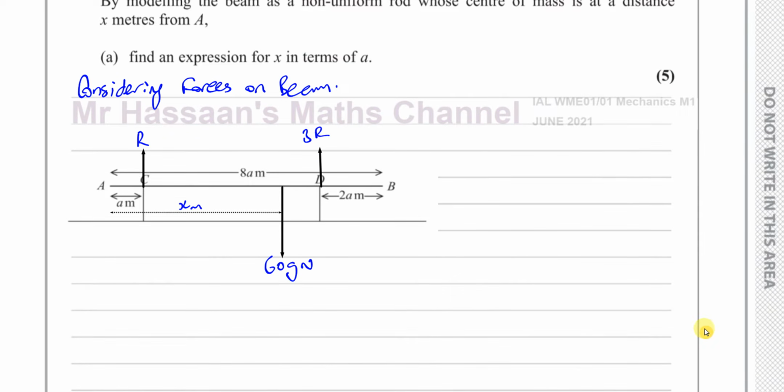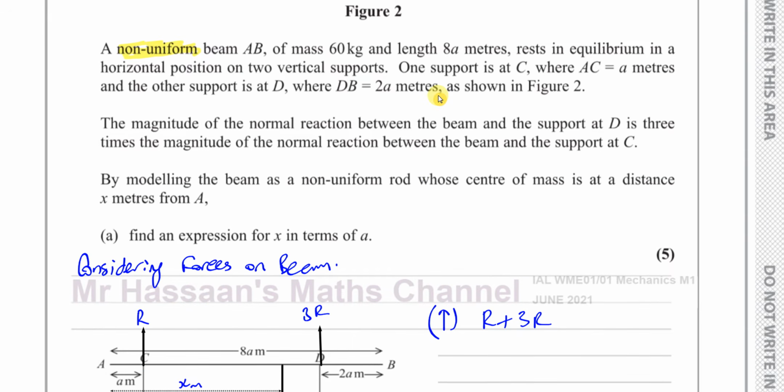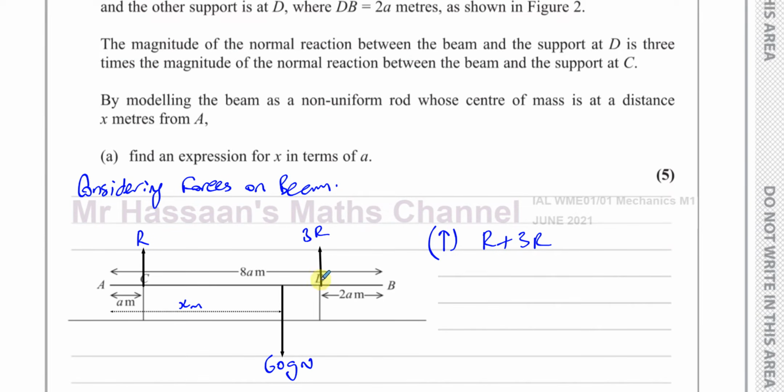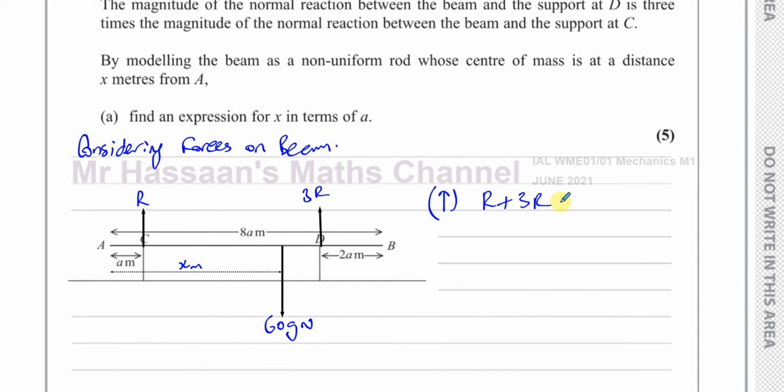First of all, we are able to find the value of R because we have the reaction forces in terms of the same letter R, because this is 3 times that. So if I resolve my forces vertically, I can say that R plus 3R is equal to 60G, the weight of the beam. There's nothing else placed on it. It's just a beam resting on the supports. There's no other weight or anyone standing on it. So R plus 3R is equal to 60G newtons.